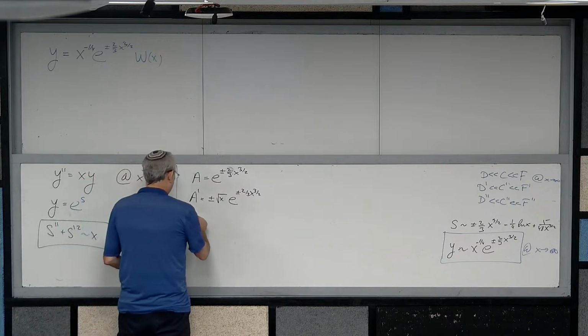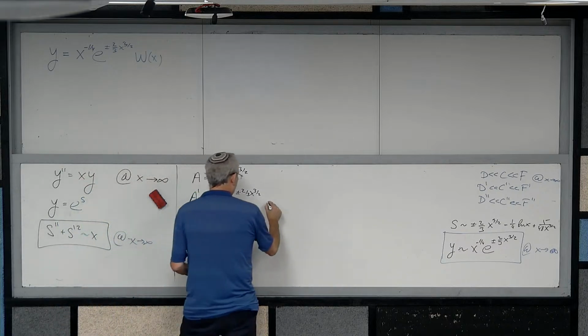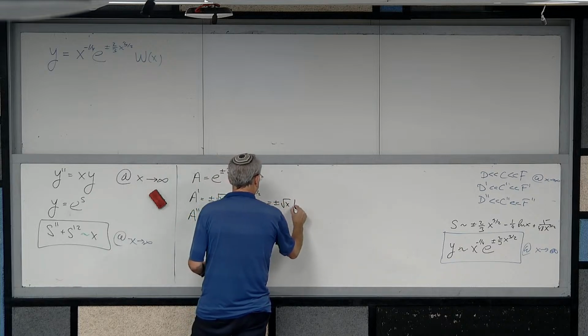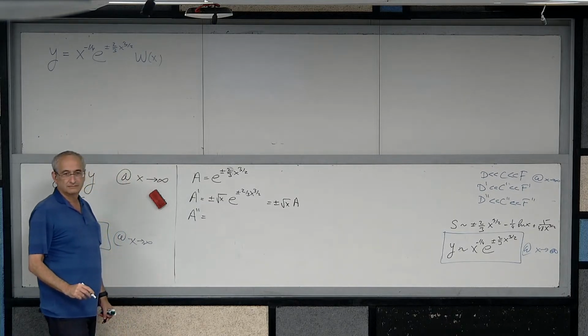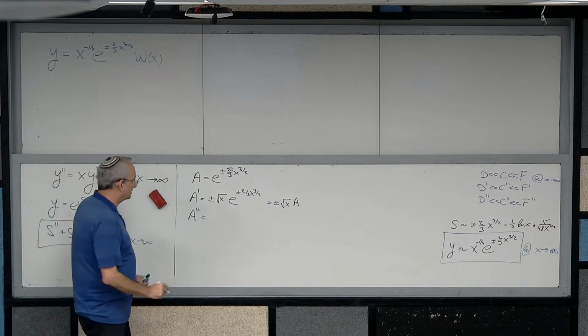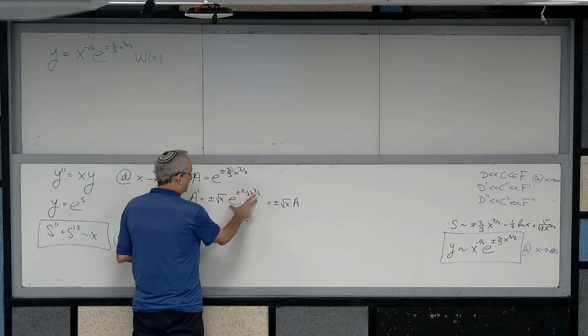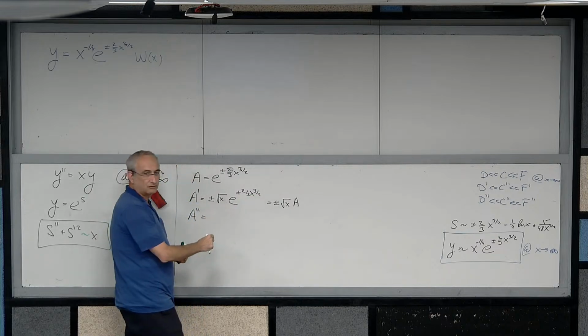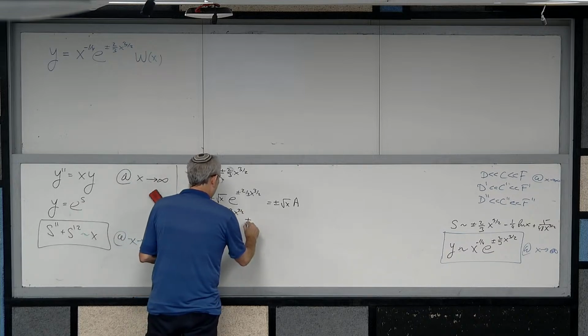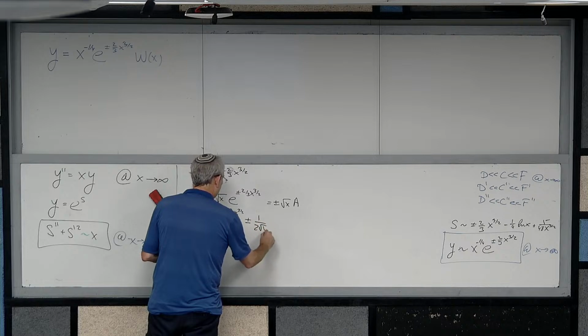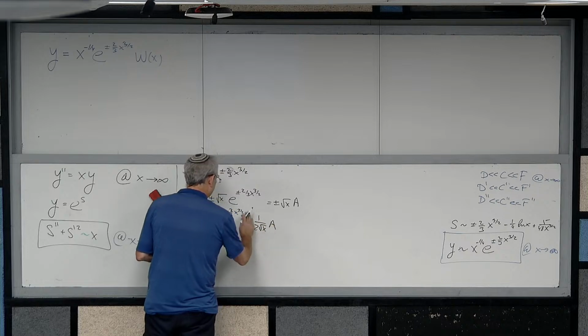And what is A double prime? Which is, of course, plus minus square root of x times A. I can take the derivative either here or here. If I'm taking the derivative here, it just brings me another factor, so it will be x times e to the plus minus 2/3 x to the 3/2. And I can take the derivative here, in which case I will get plus minus 1 over 2 square root of x times A. Right? So I can write.